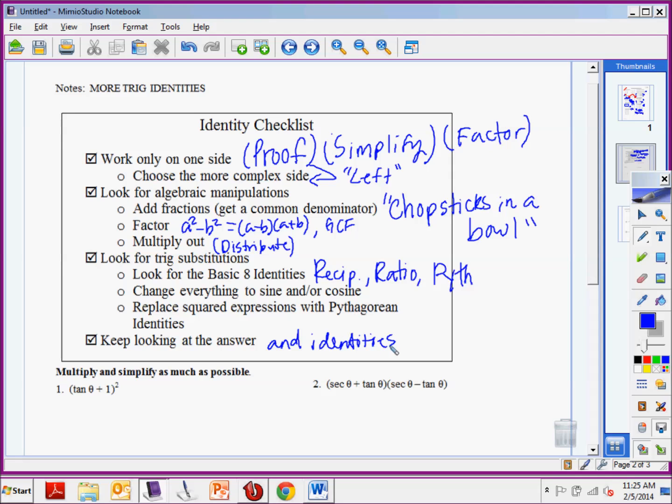Okay? Just listing these out in like a type of a checklist, does that help you a little bit? Because we're gonna do the checklist. Alright, let's start with number 1.